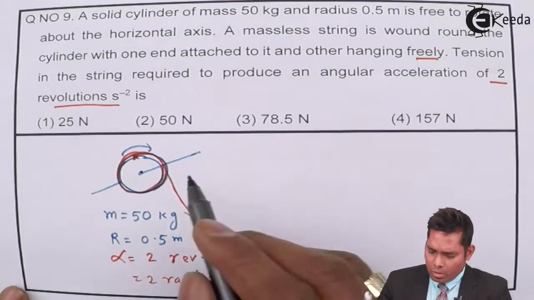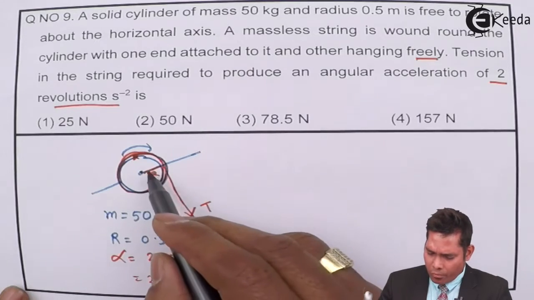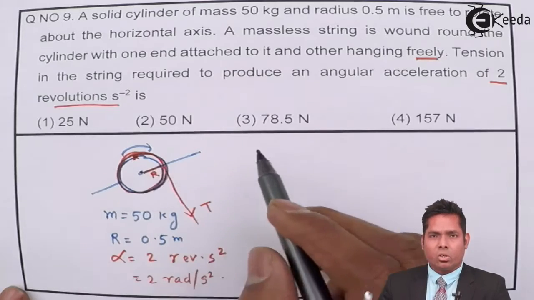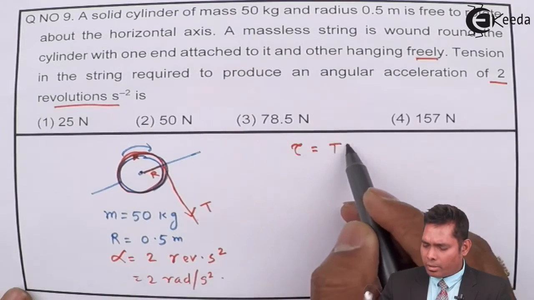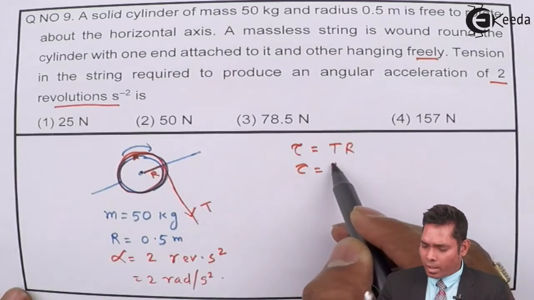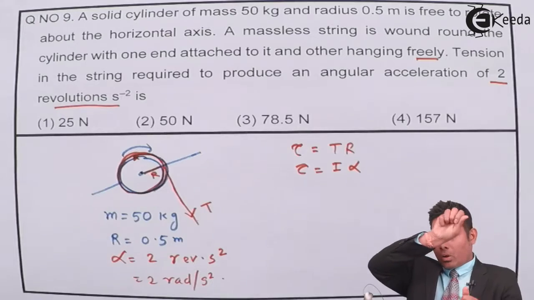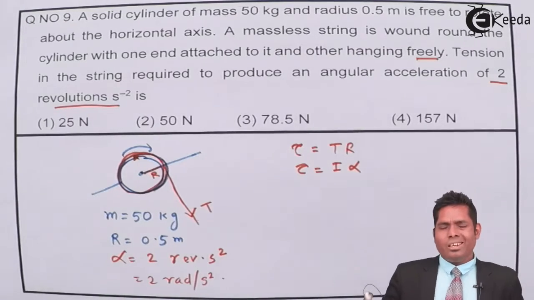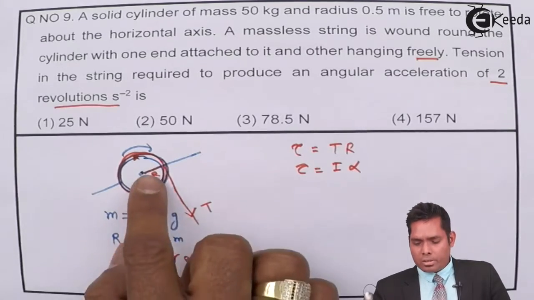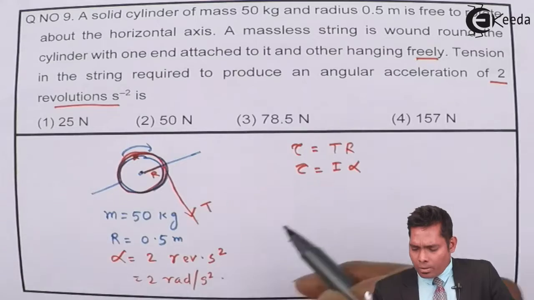Now this is R, and this tension is a force which, in multiplication with this, creates a torque, and the torque here is TR, and the torque is also I alpha. When you apply a tension, it creates a torque. T times R, where R is the radius of the cylinder because it has to rotate about this point, is equal to I alpha.